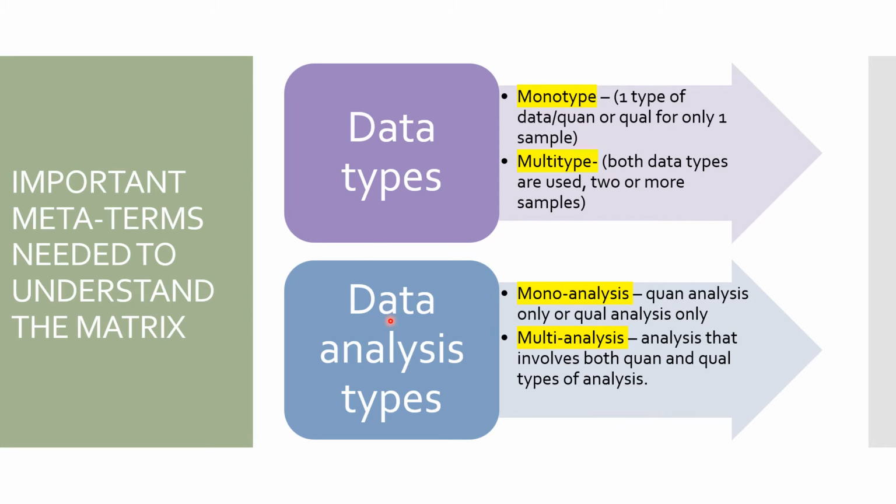Next, the second broad category, your data analysis types. Under data analysis, you can have a mono analysis, which is a quant analysis only, or a qual analysis only. And we all know that mono here means one. Multi, more than one, a multi-analysis. It's analysis that involves both quant and qual types of analyses.